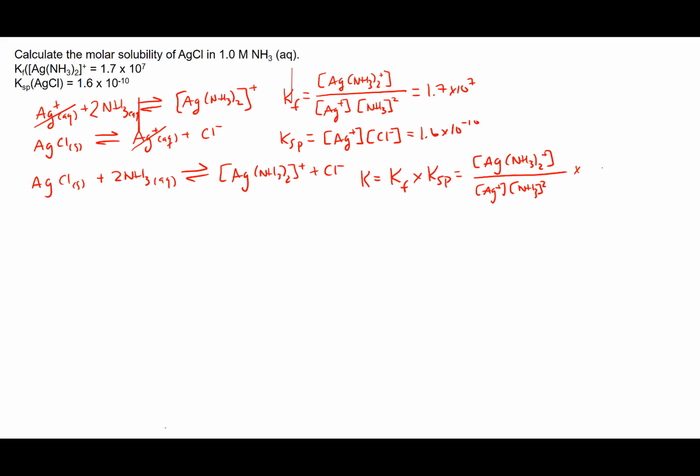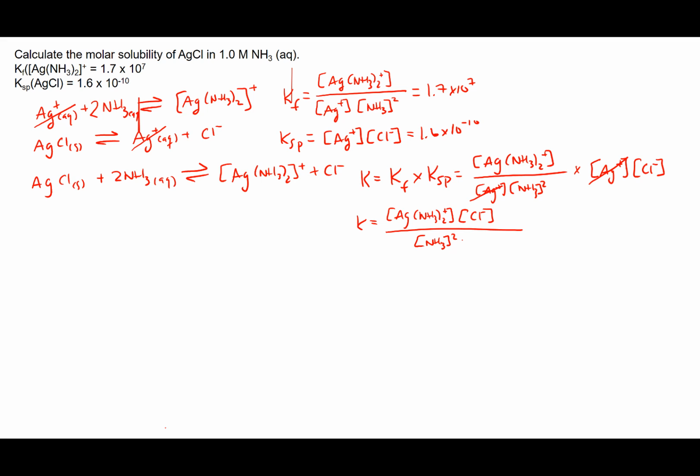And now this is going to be multiplied by the Ksp in this case, so that's Ag+ times Cl-. And so then the concentrations of Ag+ cancel out. So what we get is that K is equal to the concentration of the silver amine complex times the concentration of the chloride ion over the concentration of the ammonia squared. And so that's our equilibrium expression. That matches exactly what we have over here from the left side.